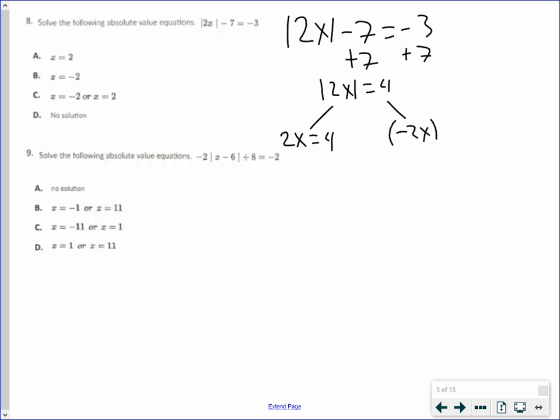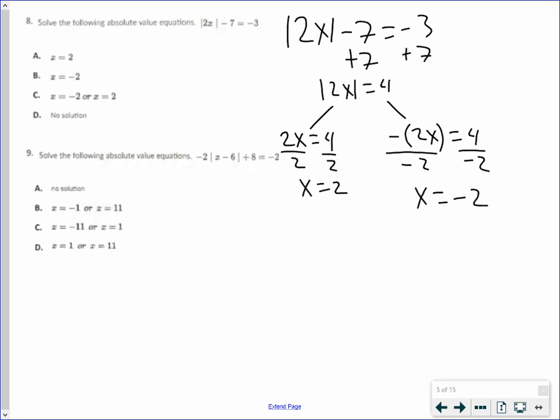Negative, actually just rewrite that a little more properly. Negative 2x equals 4. And that's because the absolute value turns everything to a positive. So we have two scenarios: when whatever's inside the absolute value sign is positive and when everything inside of it is negative. So we have to account for both scenarios. To solve for x, we're just going to divide by 2. X equals 2. In this case, we're going to divide by -2, and we get x equals -2. So our answer for 8 is going to be C.